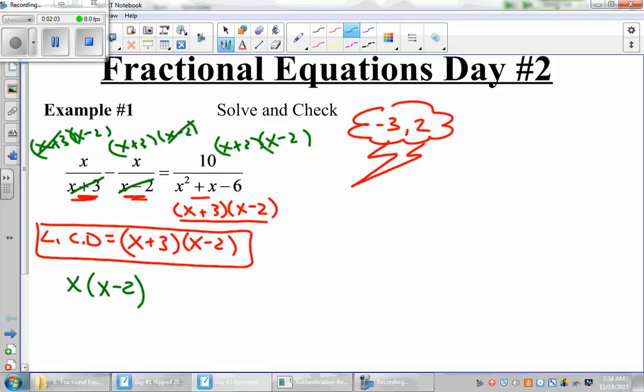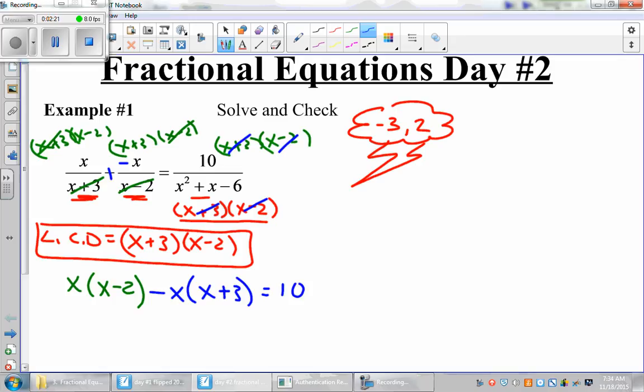Be careful with that subtraction. You should go like that automatically. Anytime you see subtraction, do your state change switch so you don't miss it. So it's negative x times x plus 3. Equals, here both of those cancel, we just get 10.